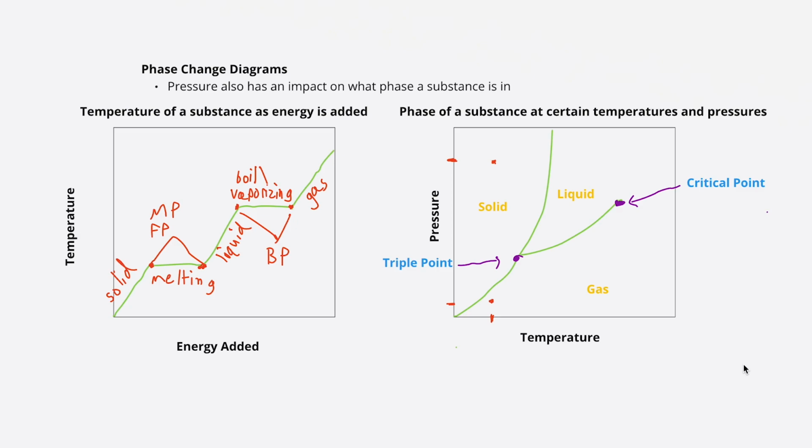There are 2 points you want to be aware of in these graphs. The first one is the triple point, which we have labeled with our purple arrow right there. And that is the temperature and pressure that give us pretty much all 3 phases at the same time. And that's all you really need to know about the triple point. The next one is the critical point.